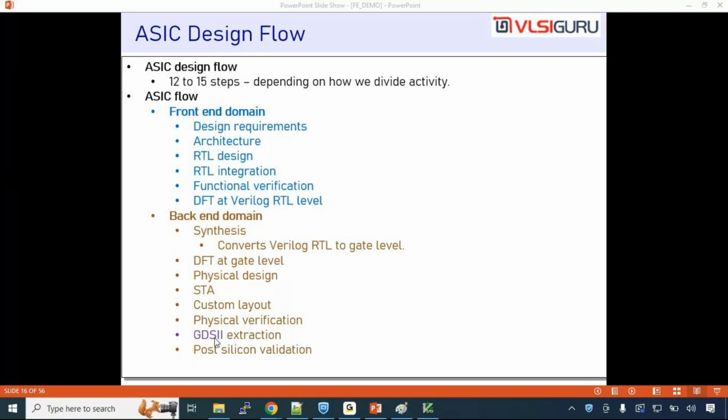After GDS2, what do you get? You get the chip. On that chip you do the post-silicon validation. From where does the post-silicon validation get the inputs? Who gives inputs to the post-silicon validation engineer? The DFT engineer. What are the inputs? Test vectors. By that, he will tell which chip is good and which chip is bad. Finally, once everything is done, it goes for packaging. Only if you know that the chip is good does it go into packaging.